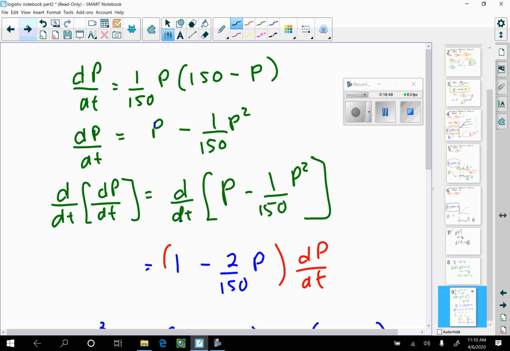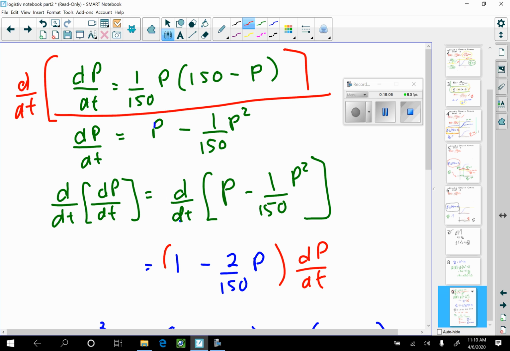This is what I wanted to do. This was my first derivative here. What I want to do, my objective, is to find the second derivative, so I'm going to differentiate this with respect to t, okay? But before I do that, I'm going to multiply through by this 150 over p, and I did this on another video. 1 over 150p times 150 is just p. These turn to 1. And this is going to be negative 1 over 150p squared. This is what I'm going to differentiate now with respect to t.